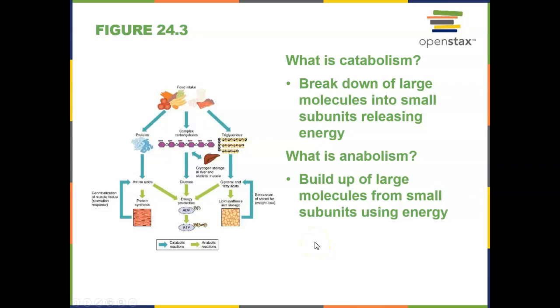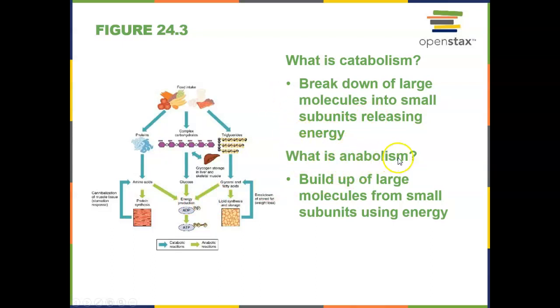So what is the term catabolism? That term means the breakdown of larger molecules into smaller subunits, and it is a process that releases energy. So if we take food like this, fruits, vegetables, proteins, whatever else, fats, and we break them down into their smaller subunits like amino acids, glucose, fatty acids, that is a catabolic process. We're taking something large and breaking it into smaller subunits, and in the process we release energy.